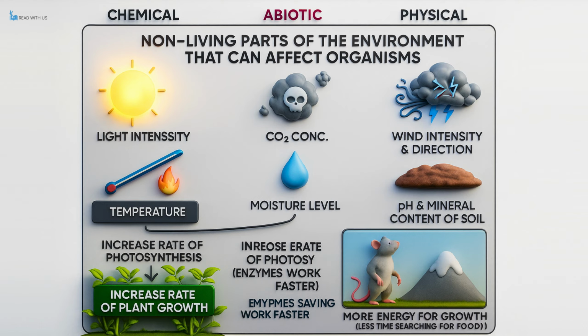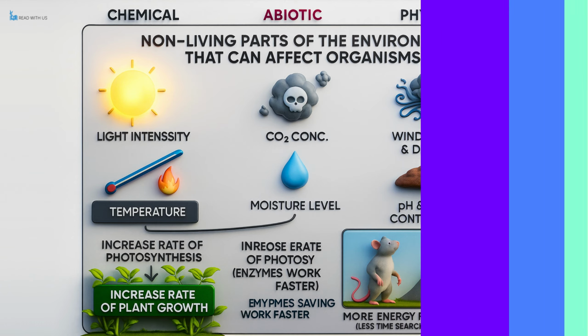As a result, plant growth could accelerate, leading to more food for herbivores, which might then affect the population size of animals higher up in the food chain. Warmer temperatures might also benefit certain animals directly by reducing the amount of energy they must use to keep warm, meaning they can use more of their energy for growth, reproduction, or other survival activities.